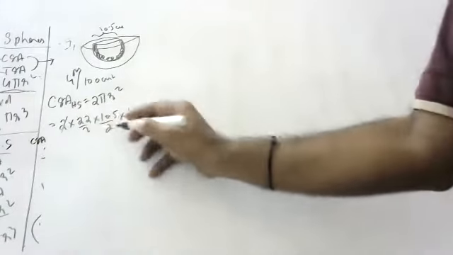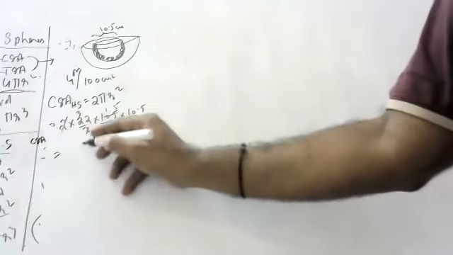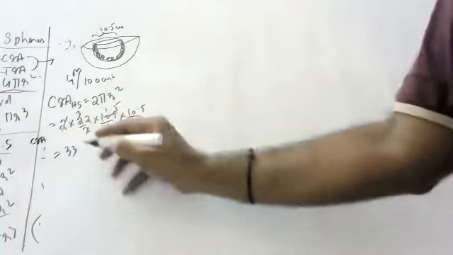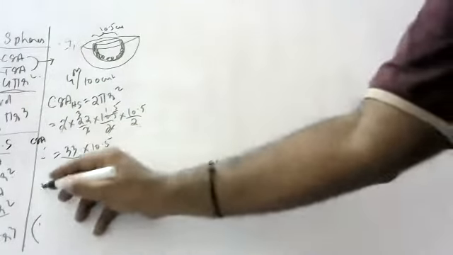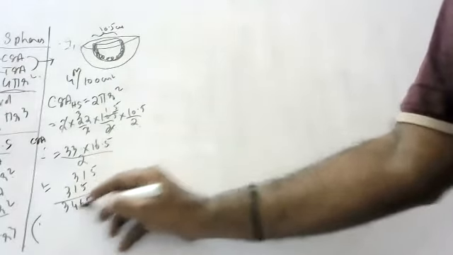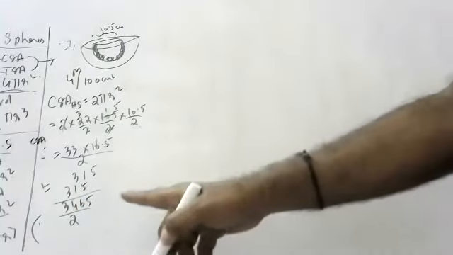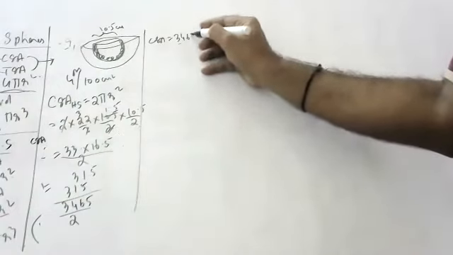2 cancels. 7 ones are 7, 7 fives are 35. 15 into 22 is 33 into 10.5 by 2. This is the CSA: 3465 by 2 centimeters square. Now cost, how will you do it now?